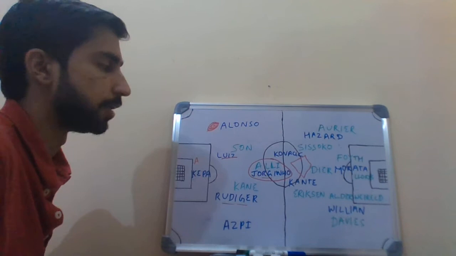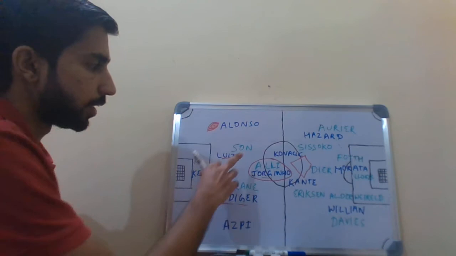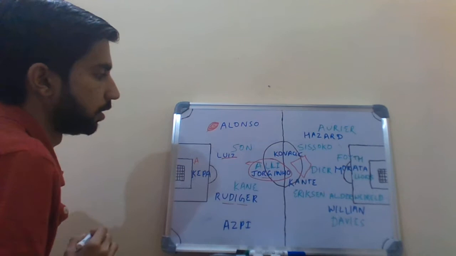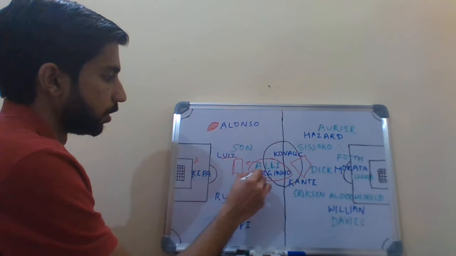For the second goal, this is where Alli's movement was very clever. I think Alli moved himself into a little bit of an in-between position, between the striker and the centre backs in this kind of position, which also forced Jorginho into a no man's land situation, or to follow Alli.